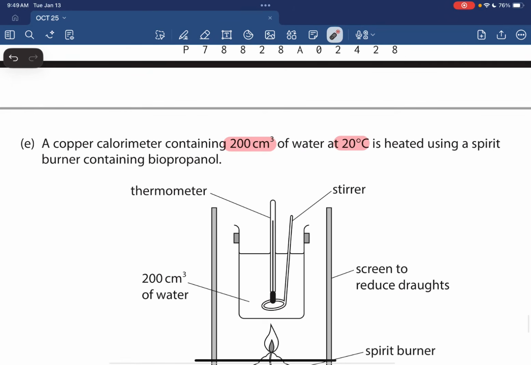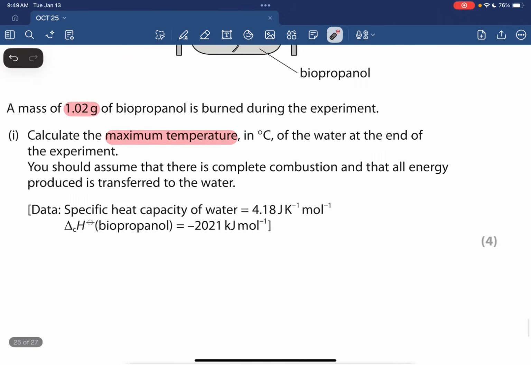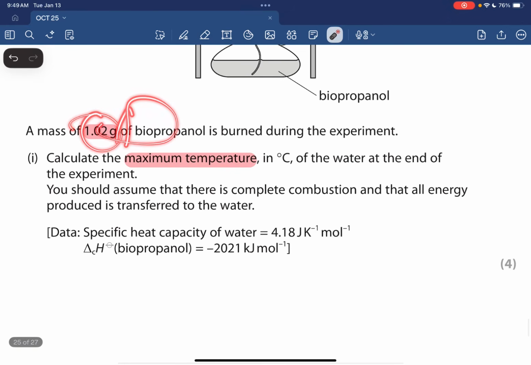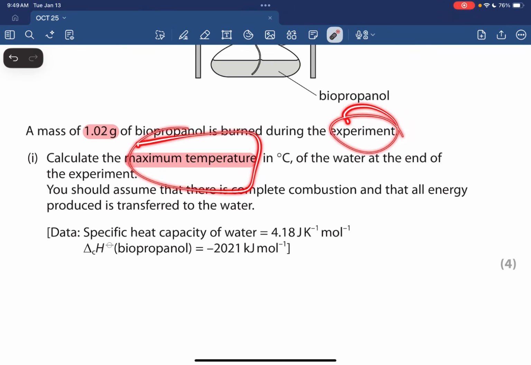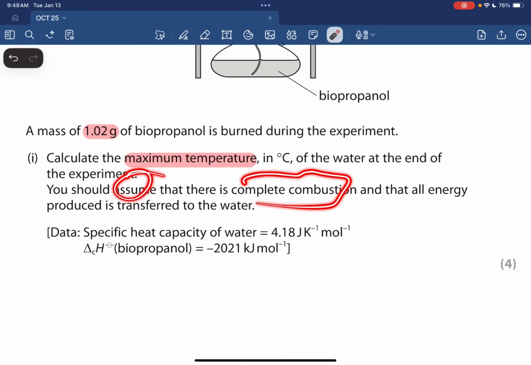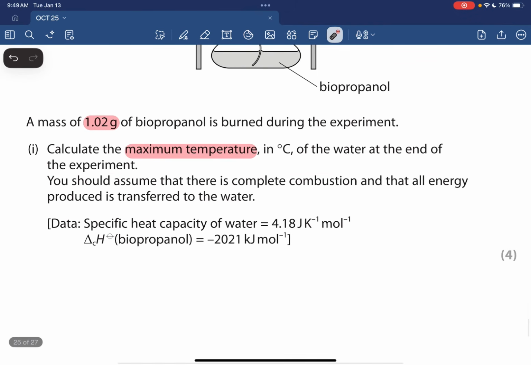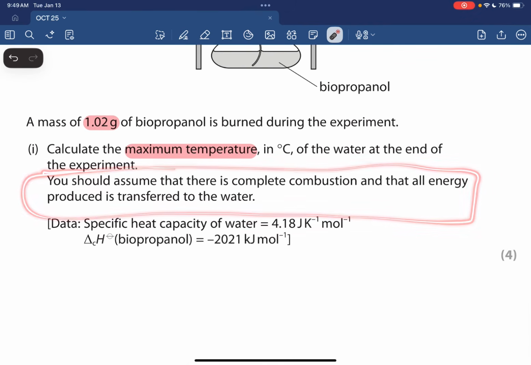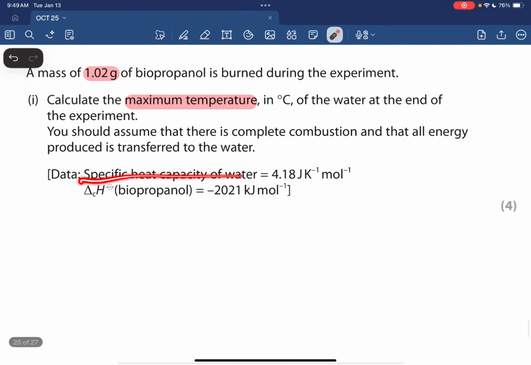But again, let's just read the question. A copper calorimeter containing this volume of water, this is our mass of water, and this temperature was heated using a spirit burner. Okay. A mass of this biopropanol is burned during this experiment. Calculate the maximum temperature of the water at the end of the reaction. You should assume that there is complete combustion and that all of the energy is transferred to the water. Okay, this is a really important point. Since they have stated this, it made our work way easier. We know that delta H combustion is this.